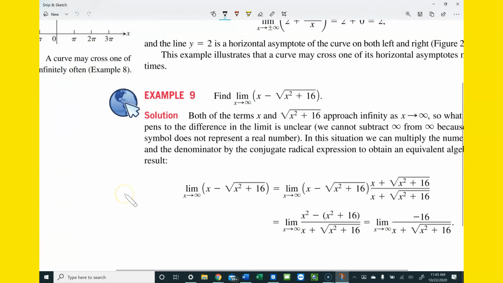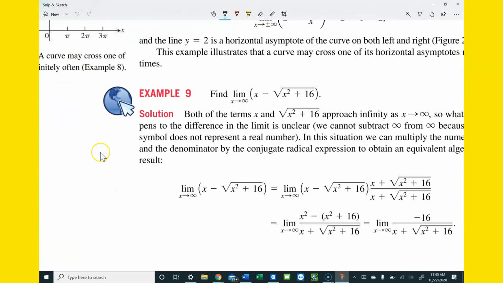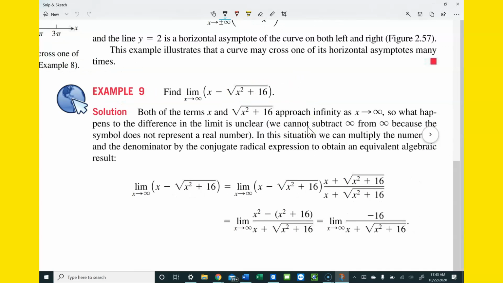Let's look at example 9 here. Find the limit as x approaches infinity of this one. So look at these two terms. This is not a polynomial, so we can't really think of it that way. But this term obviously goes to infinity as x approaches infinity. This term, you get an increasingly large number under this radical. So the square root of an increasingly large number is an increasingly large number. So this also goes to infinity. So you kind of have an infinity minus infinity situation.